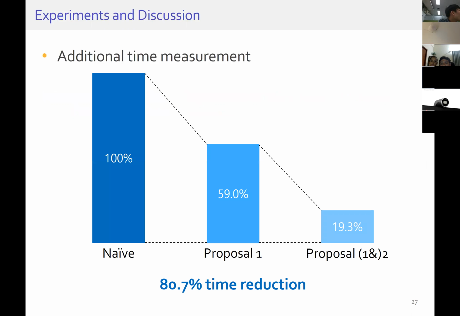If two proposals are successfully applied, we can expect to save up to 80% of the total time of the naive model.